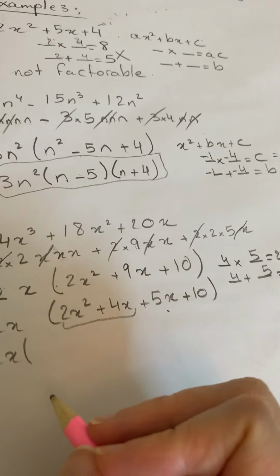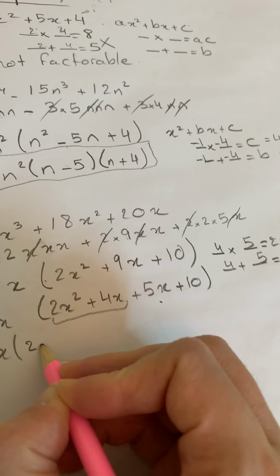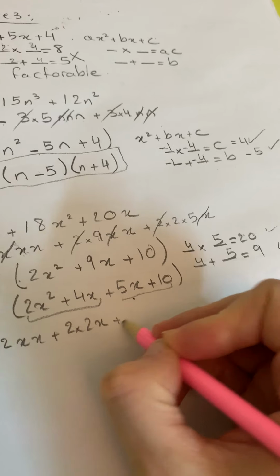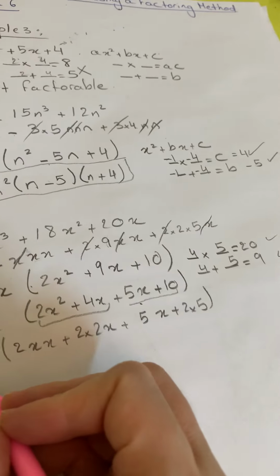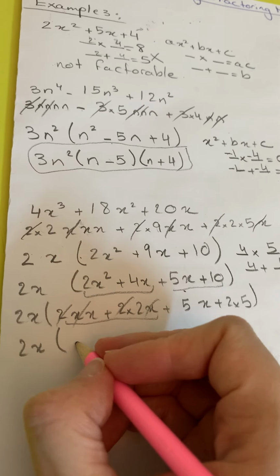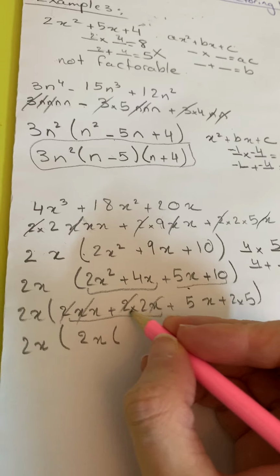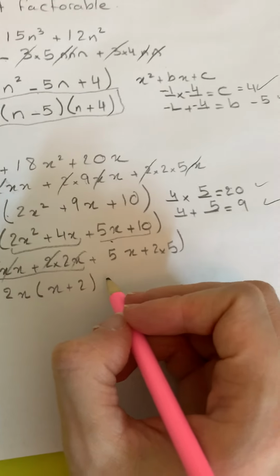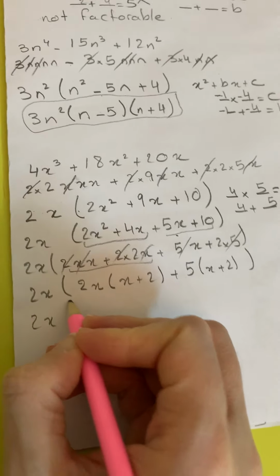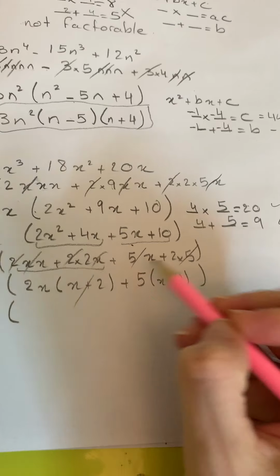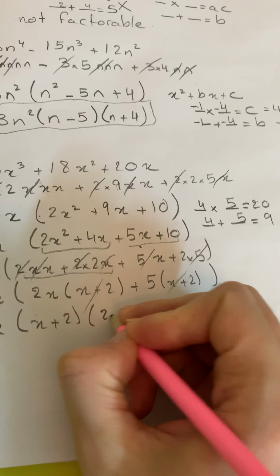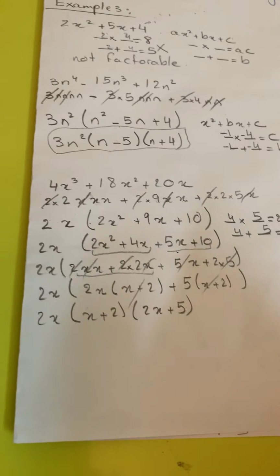Now you take the common between the first two, which is, let me do it step by step. Here 2x times x plus 2 times 2x. And here it's 5x plus 2 times 5. So the common between these is 2 and x. So 2x into x plus 2 is what is left. Now here I have only 5 common, and what is left is x plus 2. You can obviously see that x plus 2 is common, so you put it here, and 2x plus 5, you keep it alone. And also you cannot continue.